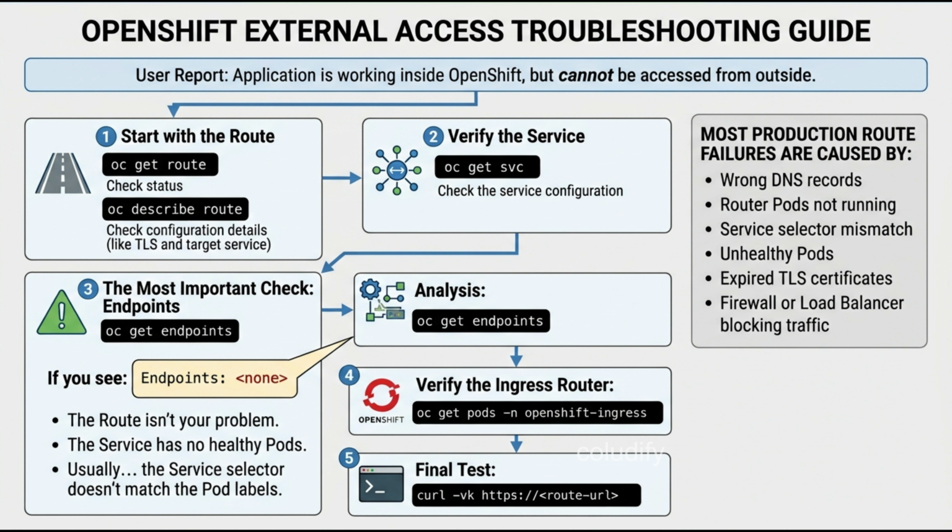The service has no healthy pods. Usually, the service selector doesn't match the pod labels. If everything looks correct, verify the ingress router. oc get pods -n openshift-ingress. Finally, test the route. curl -v -k https://. Most production route failures are caused by wrong DNS records, router pods not running, service selector mismatch, unhealthy pods, expired TLS certificates, firewall or load balancer blocking traffic.